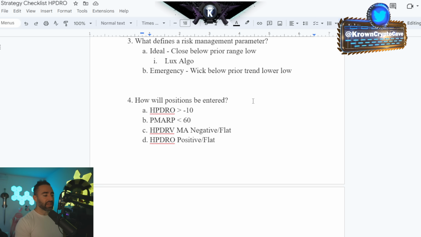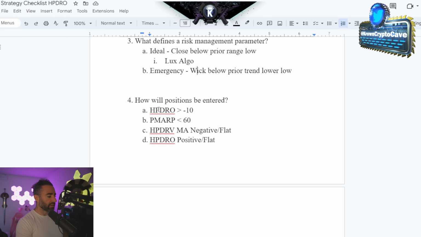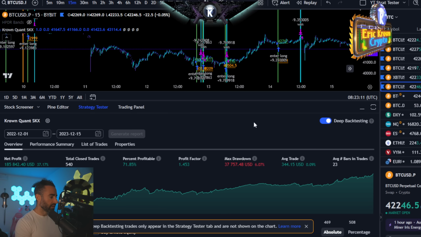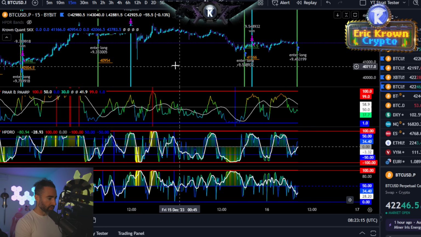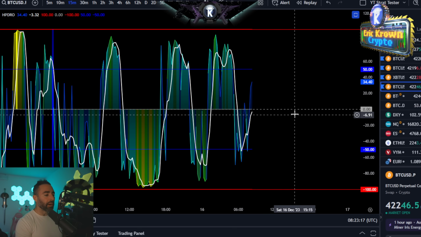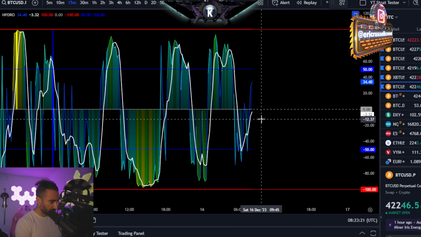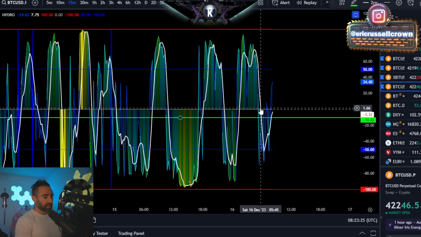So how will positions be entered? What actually constitutes an entry? So we need to see that the HPDRO is above -10. So if we go back into the charts here, get rid of this, bring up these, go to our HPDRO. It needs to be above -10. So it must be above this number here. Should I explain why?